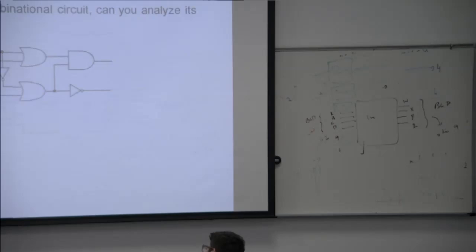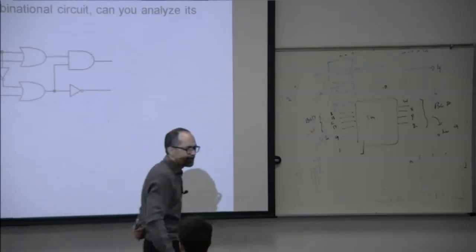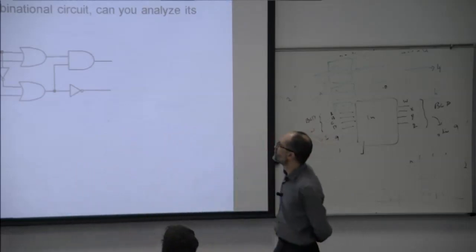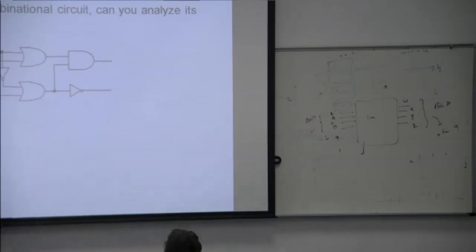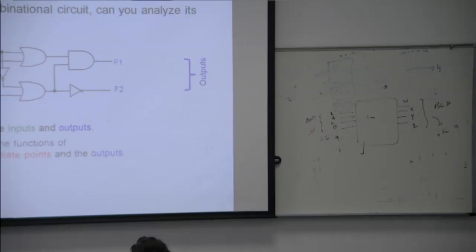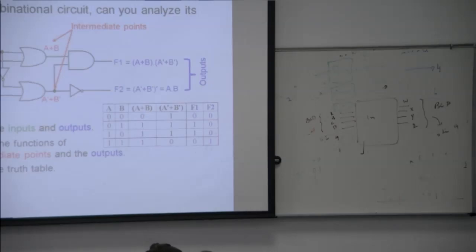Now, can you see here? We have a combinational circuit. How many gates? 6 gates: 3 inverters, 2 OR gates, and 1 AND gate. How do we analyze this circuit? We label the inputs and outputs. What are the inputs? A, B. What are the outputs? F1, F2. We obtain the functions and the intermediate points. These are the intermediate points, A plus B, A bar plus B bar. These are the functions. We draw the truth table, and deduce the functionality.